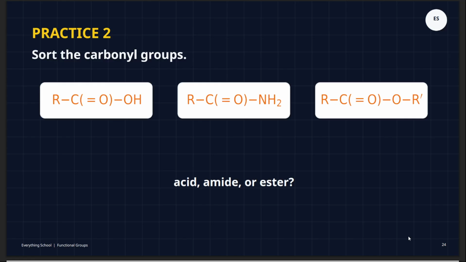Practice 2 is about carbonyl sorting. Each structure has a carbon double bonded to oxygen, so all of them are in the carbonyl family. Your job is to decide whether each one is a carboxylic acid, an amide, or an ester.